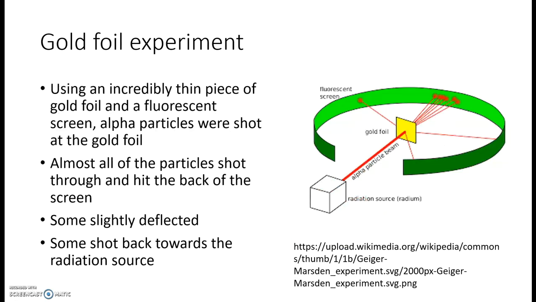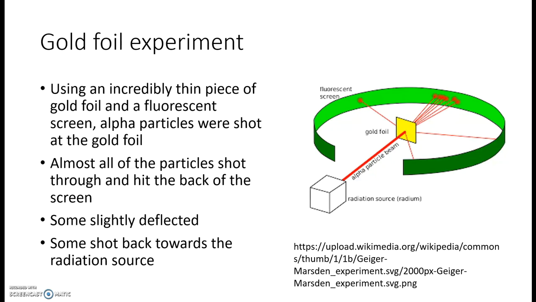He's got this fluorescent screen, which is represented in green here, and he's got this really, really thin piece of gold foil. He also has a radiation source, so what's emitting those alpha particles, and that's shooting them straight at the gold foil. Now, what he would expect is that those alpha particles would just go directly through. That's it. And that's what he sees for the most part. Almost all of those particles end up going through and they hit the back of the screen.